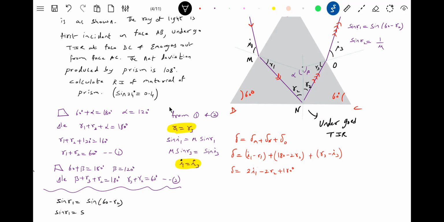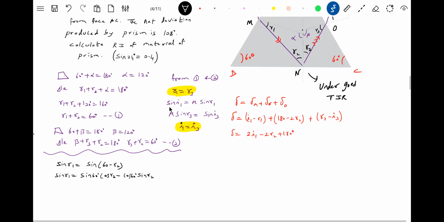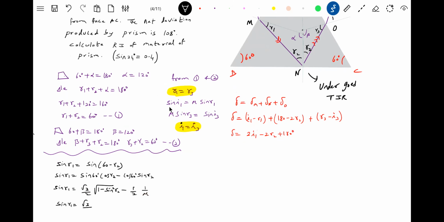Expanding this, sine 60 cos R2 minus cos 60 sine R2. Then this will be cos R2, so this will be 1 by 2. Sine R2 is 1 by mu. So sine R1 equal to root 3 by 2.